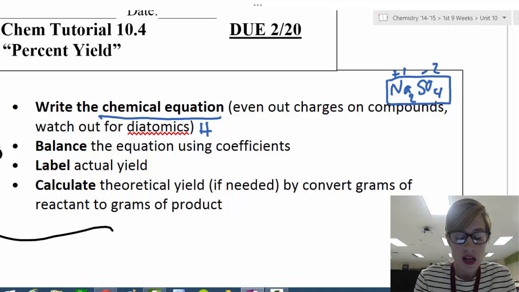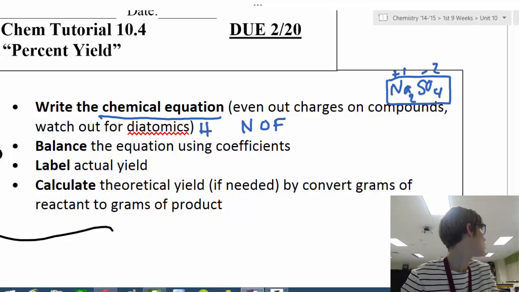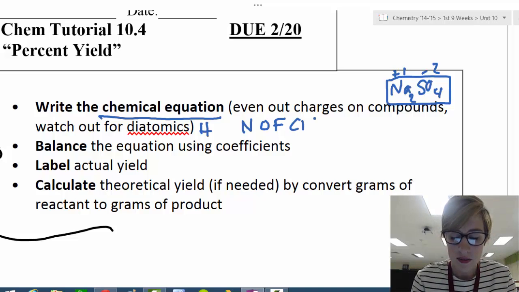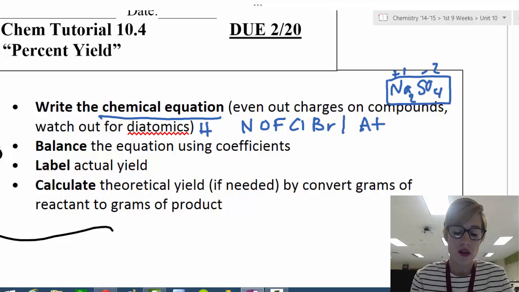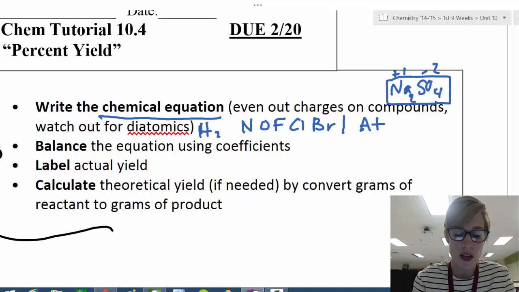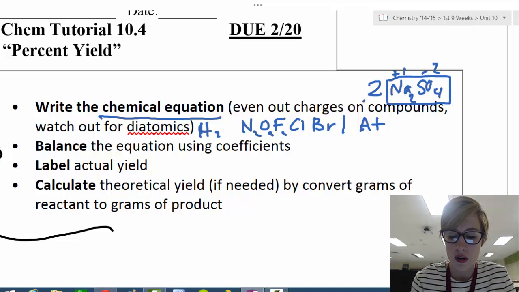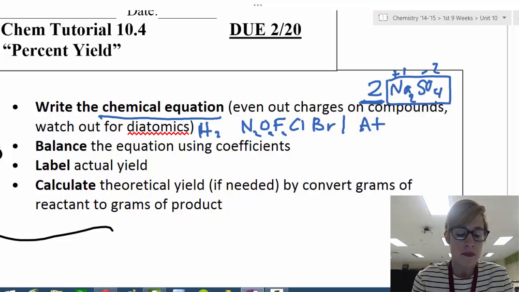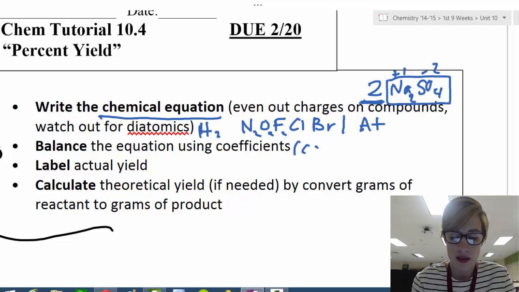Remember, that's H and then the magic 7, okay? That starts at nitrogen because it's the 7th atom. And it goes nitrogen, oxygen, fluorine, chlorine, bromine, and iodine, and astatine, which we never use, okay? So these diatomics, anytime they're by themselves, they exist as 2s, okay? So make sure you watch out for those. Next, you balance the equation using your coefficients. A coefficient is that big number that goes in front of the compound. So you're really counting atoms here.